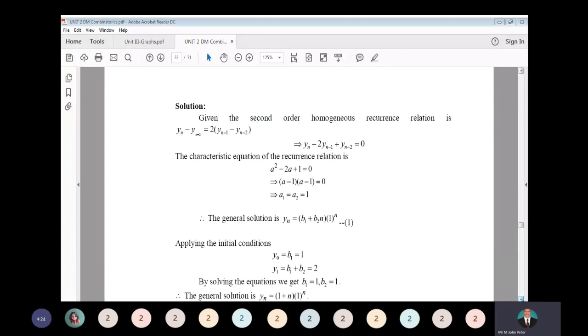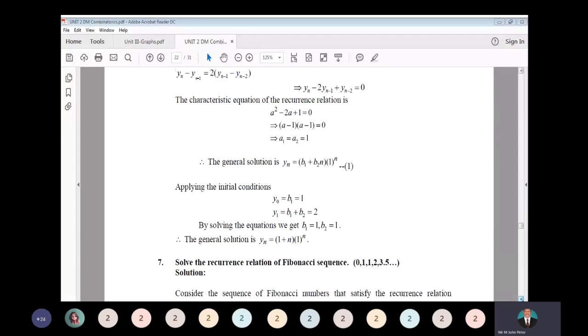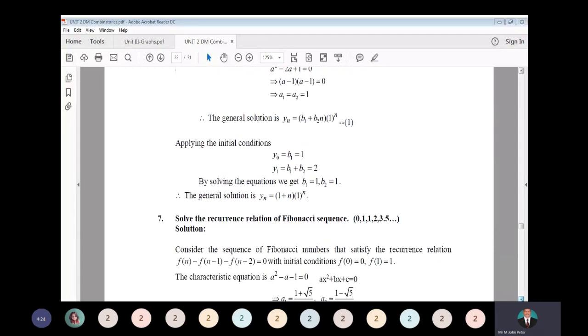So in the problem, the initial condition is given. When you apply the initial condition, y0 equal to b1 equal to 1. So b1 is equal to 1. Then directly we are getting that.